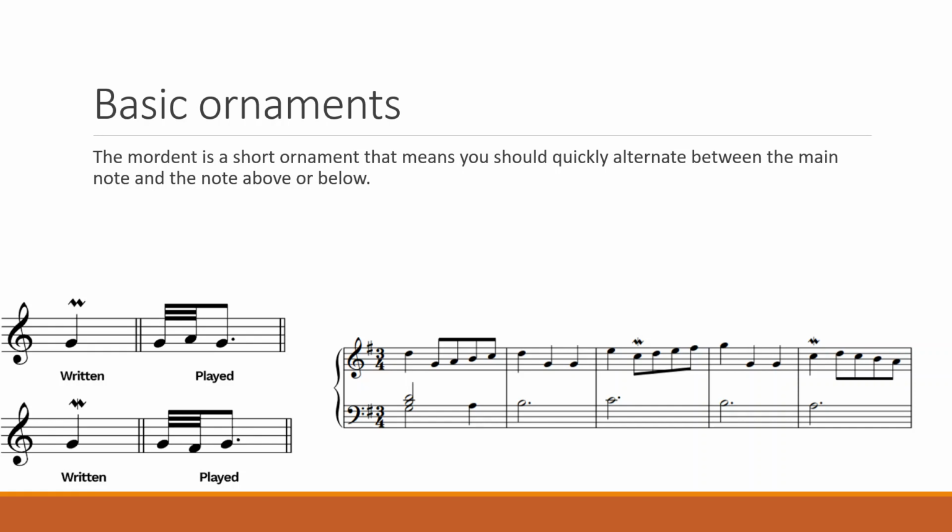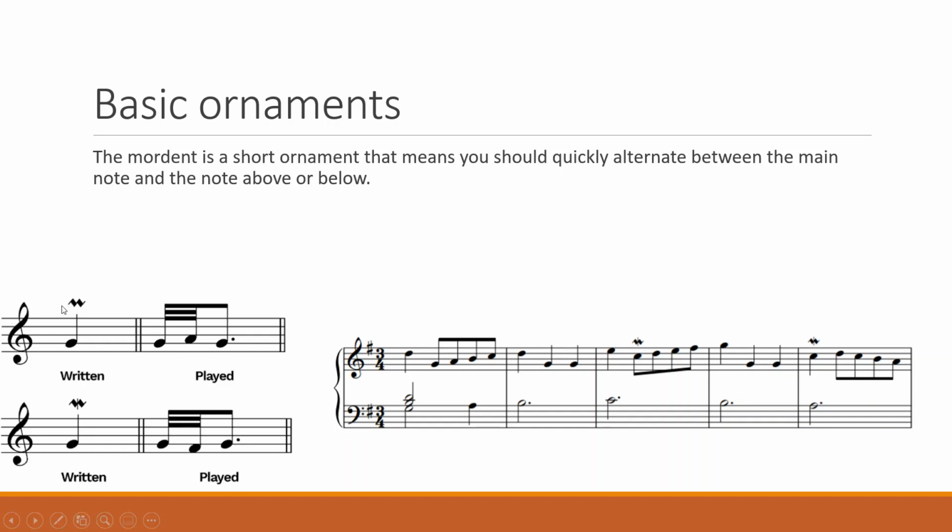Now, there are two basic ornaments I want to share. Of course, there are many, many more. And the first one is a mordent. You have an upper mordent and a lower mordent. And it's here given in the sheet music.